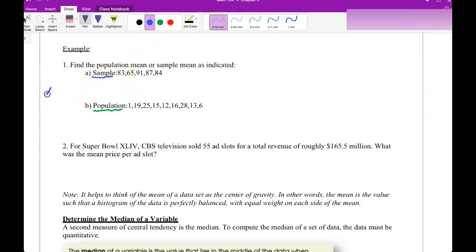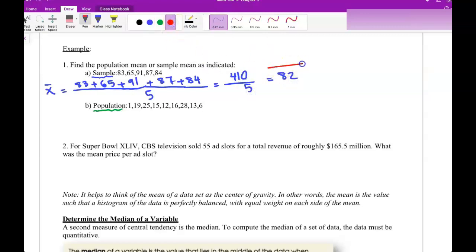Since that is a sample, we have X bar equal to adding all these numbers: 83 plus 65 plus 91 plus 87 plus 84, divided by the sample size, 1, 2, 3, 4, 5. It's 410 divided by 5, which is 82. So our sample mean is 82.